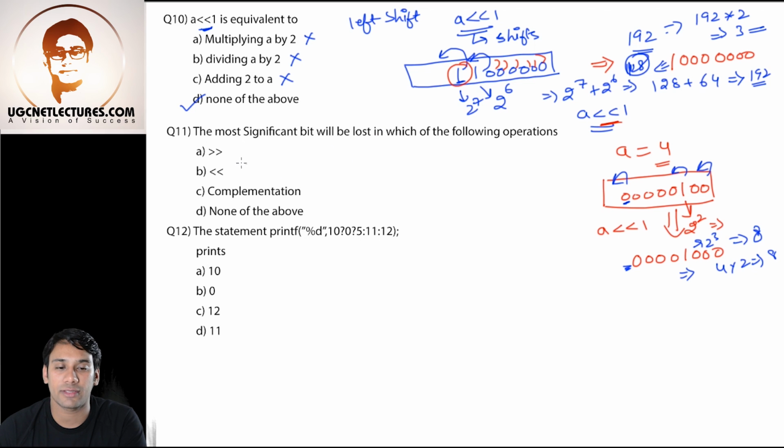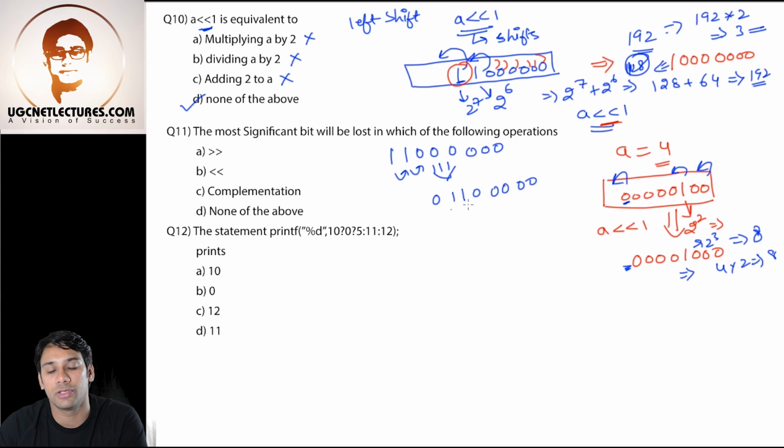Okay, the next question is: the most significant bit will be lost in which of the following operations? This is the right shift operator and this is the left shift operator. In the right shift operator, the most significant bit will not be lost. How? Let's suppose this is a number. Now if we do a right shift, it will shift every bit to the right. Therefore, by doing a right shift, this number will become 01100000. In this case I have not lost the most significant bit, but in the case of the left shift operator I have lost the most significant bit, which I showed in the previous question. So the answer is B.